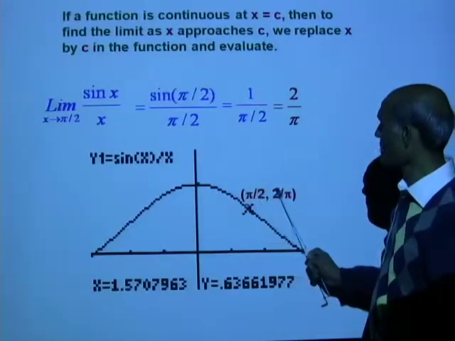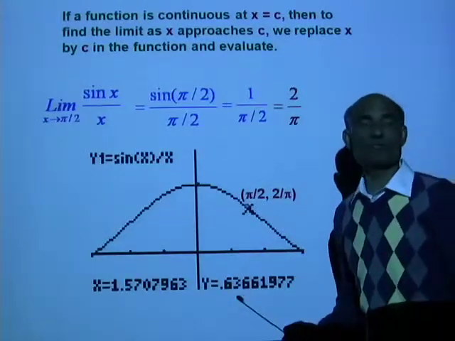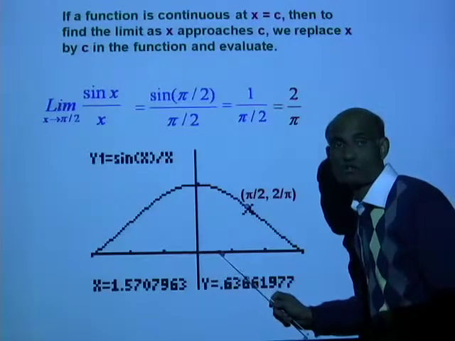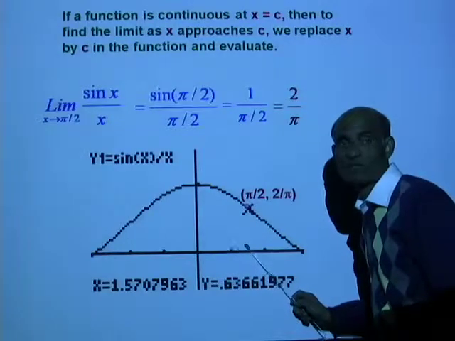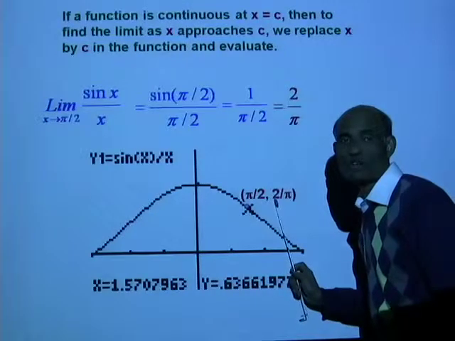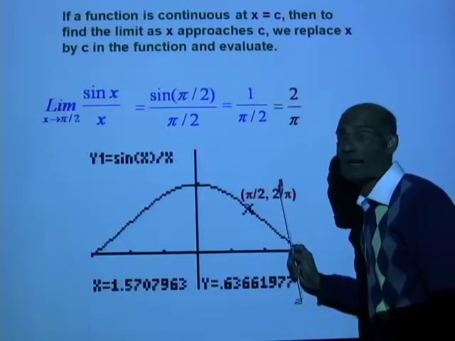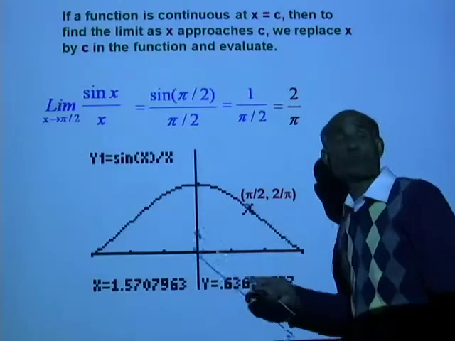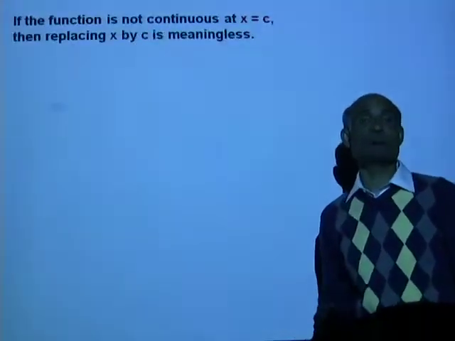That is the point pi by 2, 2 over pi. That is, as x gets closer and closer to pi by 2, the function value gets closer and closer to 2 over pi, and ultimately when x equals pi by 2, the output is 2 over pi.